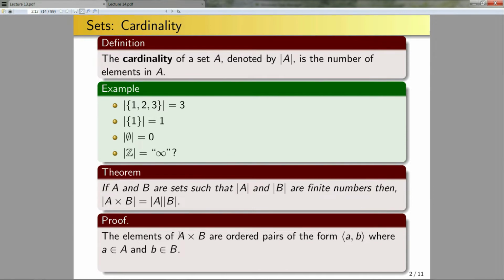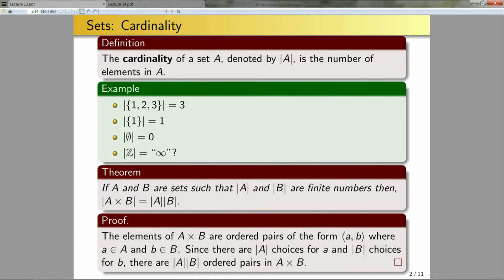The elements of A cross B are going to be ordered pairs of the form (a, b), where a comes from A and b comes from B. So now how can I count all of the elements in this set? Well, since there are |A| choices for a, and |B| choices for b, the total possible choices that I have for the ordered pair (a, b) will simply be the cardinality of A times the cardinality of B. So this proof is a combinatorics proof, and we will see more proofs like this in the second half of the class when we discuss combinatorics and finite probability.